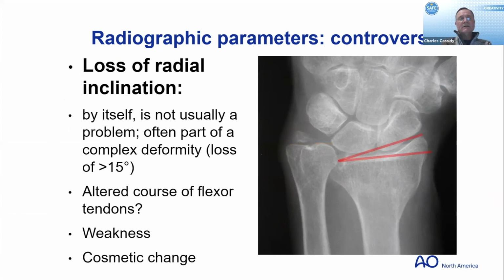How about loss of radial inclination? By itself, it's usually not a problem. It's usually part of a more complex deformity. There's some theoretical impact of the altered course of the flexor tendons and weakness, but it can produce cosmetic change.